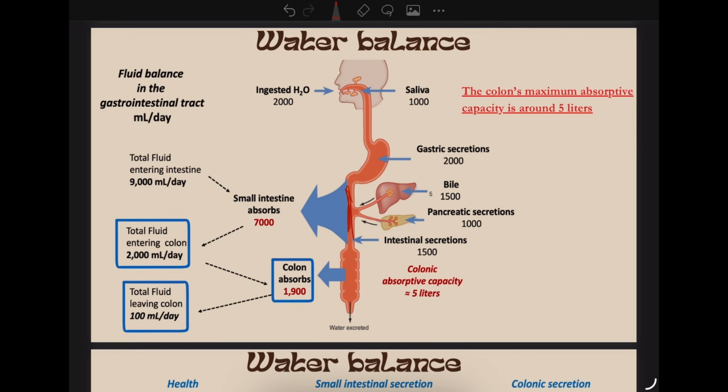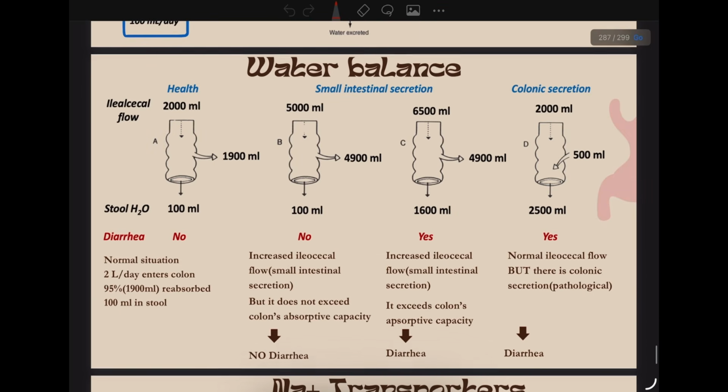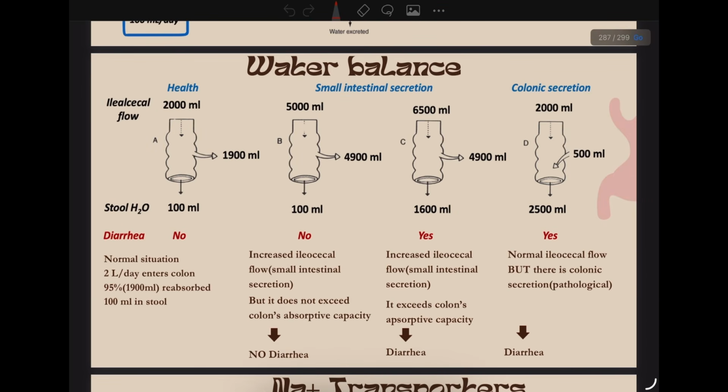Now, I want you to remember that the colon can absorb more. So what if it's not 2,000 that's reaching the colon? What if it's 4,000? It has the capacity of 5 liters of absorption. So there is no problem even if you increase, but that's only if you increase a reasonable amount. But when it's, for example, 6,500 entering the colon, it will reabsorb until its capacity is fulfilled, but the rest will be excreted. So you will be excreting this amount of water.